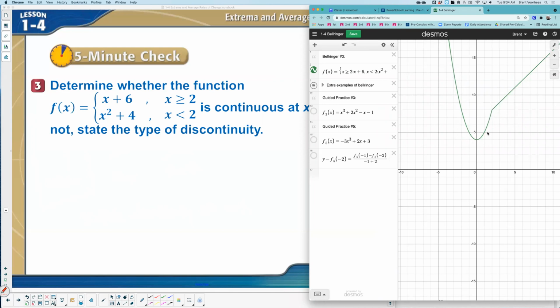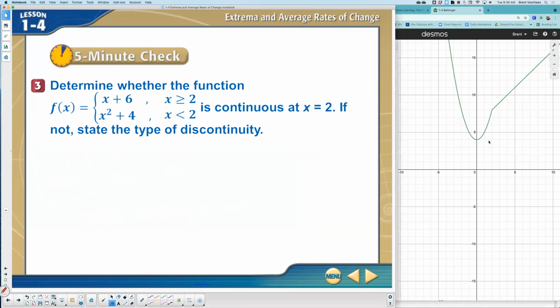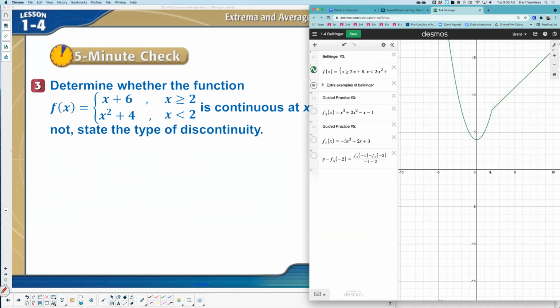On this one, does it appear to be continuous or discontinuous at x equals 2? What do you think? At x equals 2, here's x equals 2. Does this appear continuous or discontinuous? Discontinuous. So that would mean we'd have a gap. Let's zoom in and see.